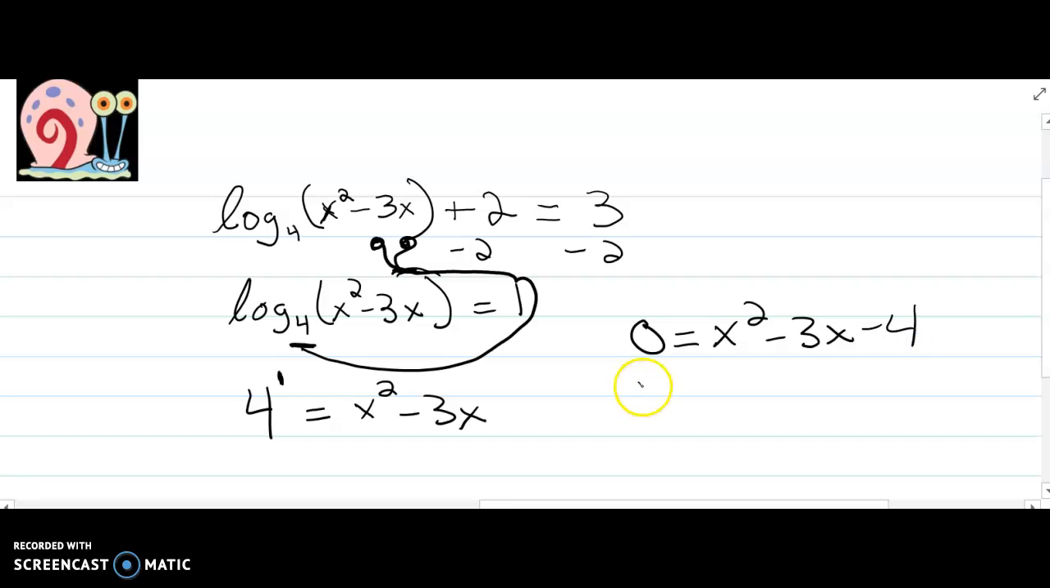Okay, now I can factor, so I have 0 is equal to x minus 4 times x plus 1. Set them both equal to 0. I get x is equal to 4 and x is equal to negative 1.